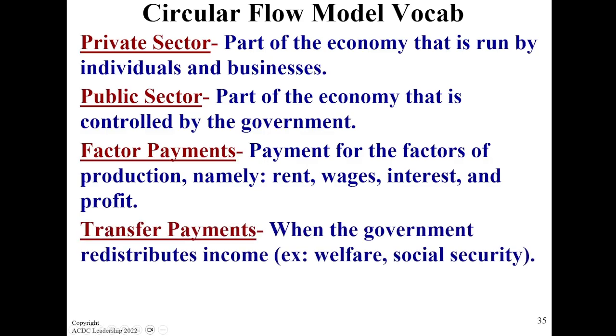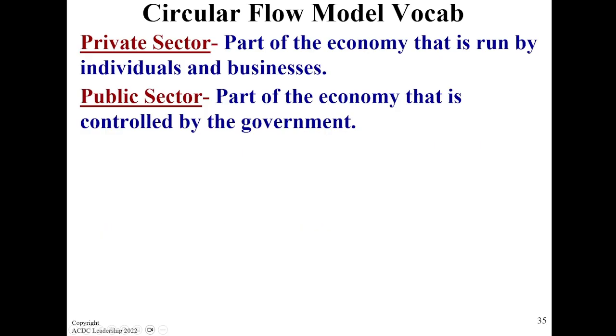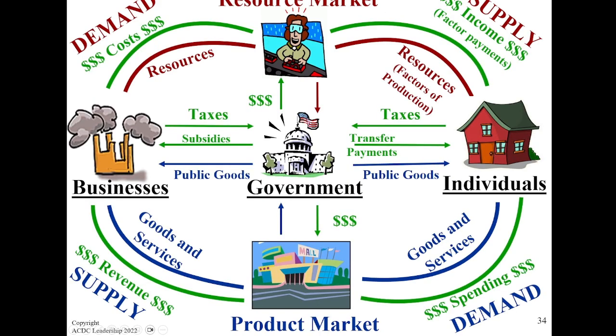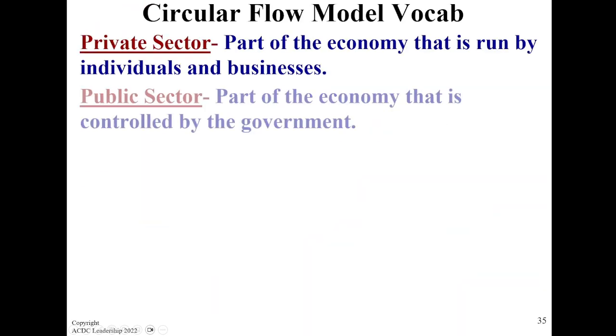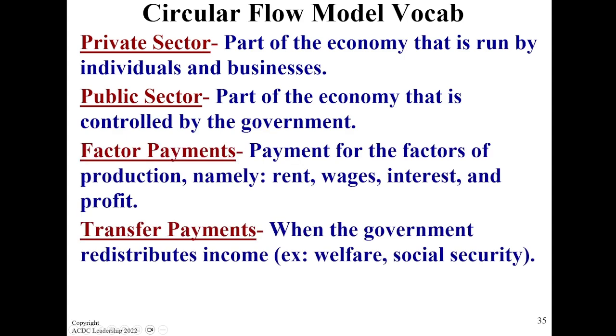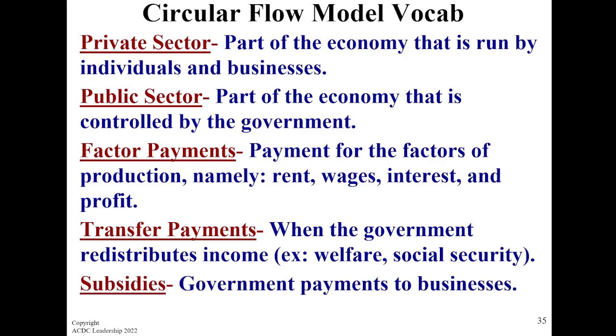And then transfer payments are when the government is redistributing the income. So for example, Social Security and welfare are two good examples of this. If we look back at our circular flow model, we'll see transfer payments going to individuals. And then subsidies are what the government pays to businesses. So if a business is struggling, or if a business is greatly desired but they can't produce more because they don't have enough money to, the government will pay businesses to essentially be more efficient.